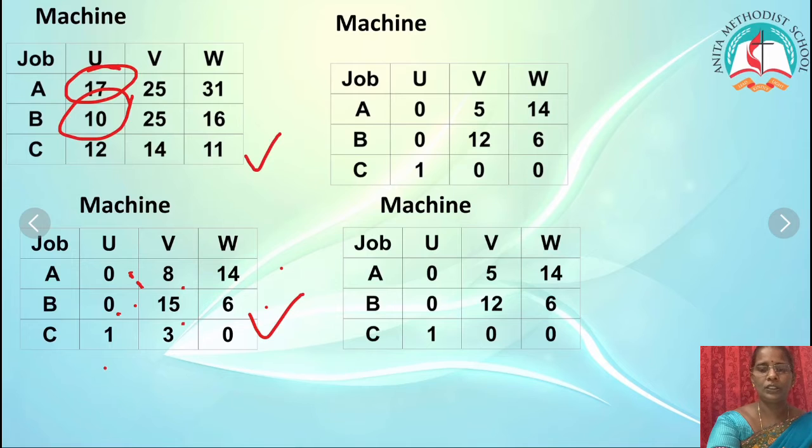Similarly, coming to the third row, 11 is the minimum number. So 12 minus 11 is 1. 14 minus 11 is 3. And then 11 minus 11 is 0. Now I have got zeros in the row-wise reduction. Now I have to check the columns.